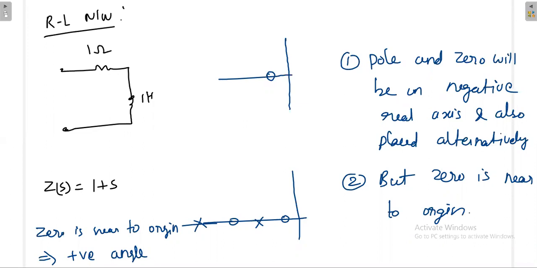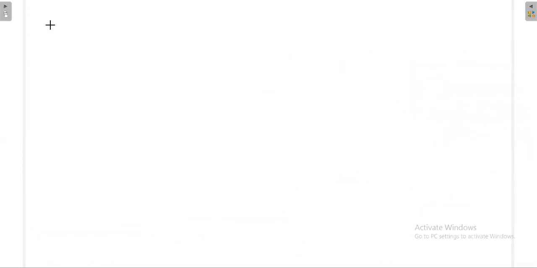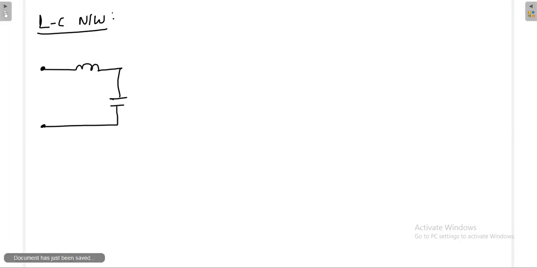Now we'll take another network, LC network. You know that LC network is like a tank circuit. We'll see what is the nature of the LC network. L and C. Again, here there is no R, only we are taking the L and C. This is 1 Henry and 1 Farad. Whenever you have a LC network, if the inductor or capacitor is having some energy, the energy between the inductor and the capacitor keeps on transferring. First, the energy goes from capacitor to inductor, then energy comes from inductor to capacitor.